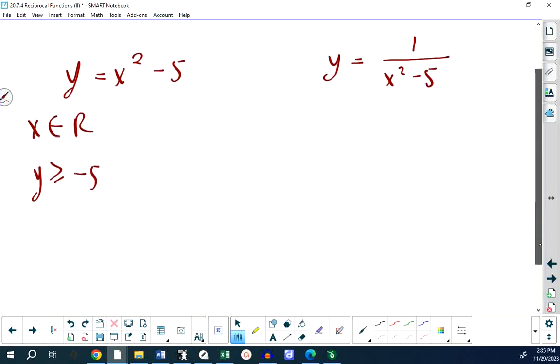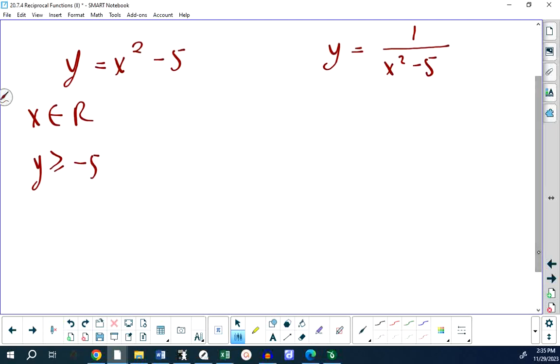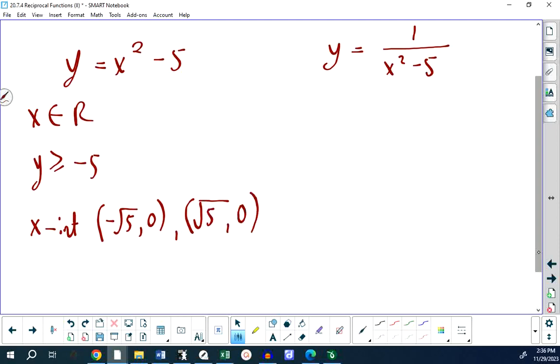We have already determined that the x-intercepts are -√5, 0 and +√5, 0, and the y-intercept is 0, -5.